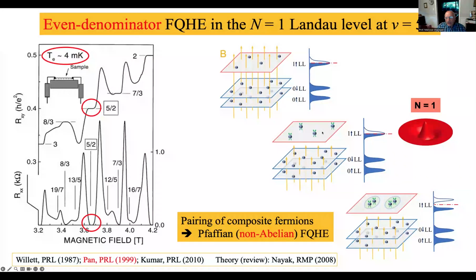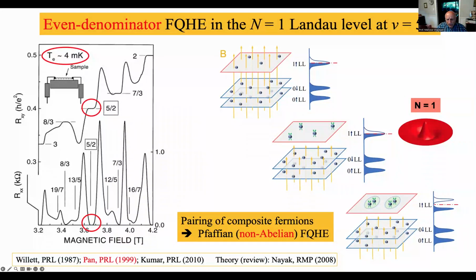If these were non-interacting, you would not see this 5/2 state, but it turns out composite fermions have some residual interaction that could lead to a pairing of composite fermions, and that leads to this fractional quantum Hall state at 5/2. The physics of why they interact and pair is that in the n equal to 1 Landau level, there is a node in the wave function. That allows the composite fermions to come closer to each other and form a paired state. This paired state is the Pfaffian, or the non-Abelian fractional quantum Hall effect.